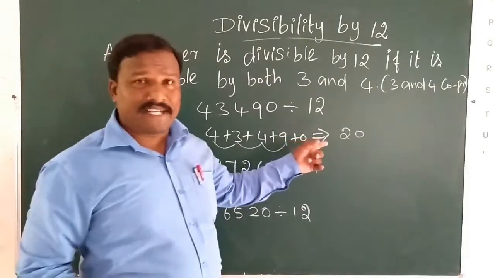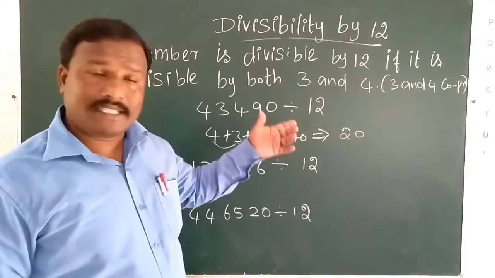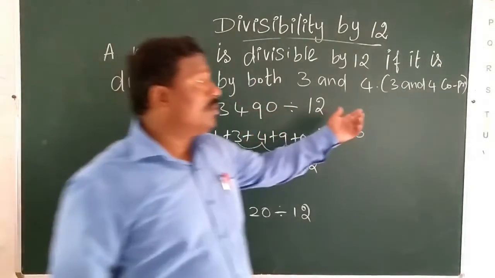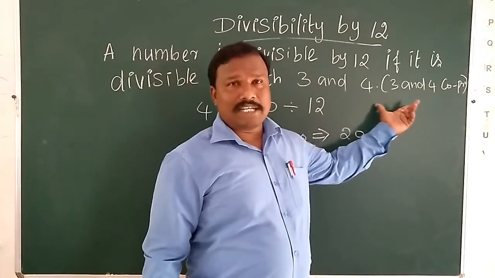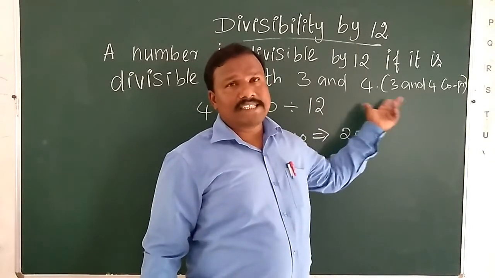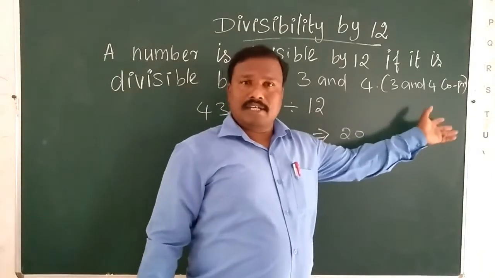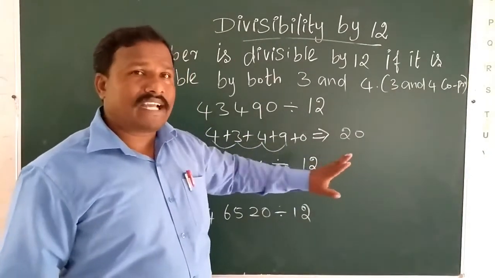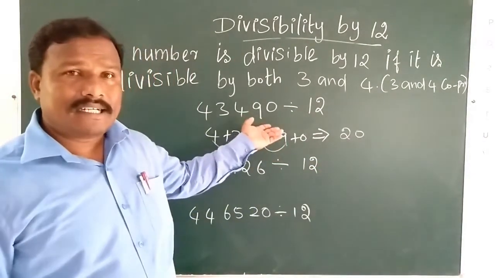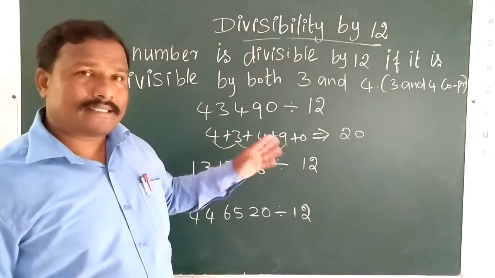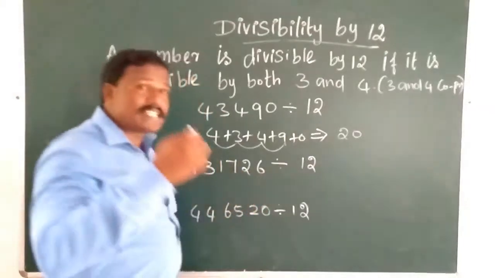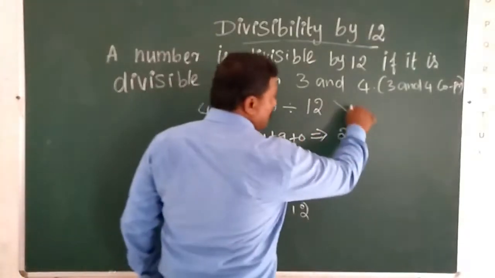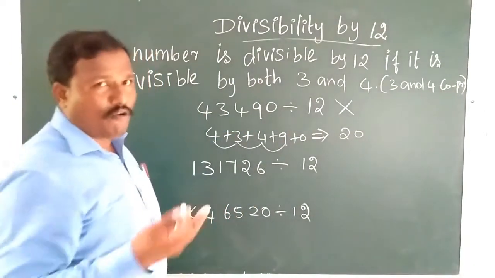It is not a multiple of 3, because when we discussed the divisibility of 3, I told you, just for your understanding purpose, write the multiples of 3. So 3, 6, 9, 12, 18, 21, like this. If you see, 20 is not a multiple of 3, so we can easily say the number is not divisible by 3. If it is not divisible by 3, it means even 12 is also not divisible. No need to check 4.